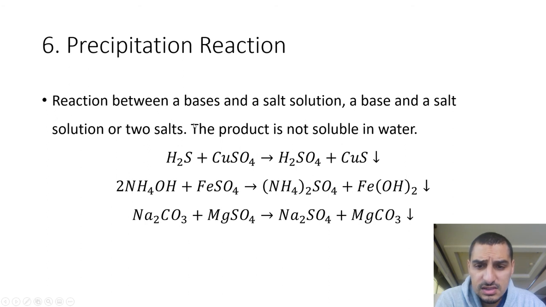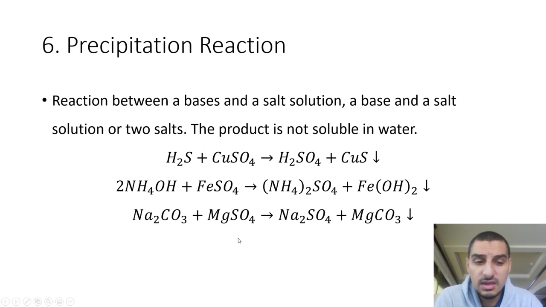So see, for instance, here H2S plus copper sulfate can form sulfuric acid and copper sulfide. Ammonium hydroxide plus iron sulfate will produce ammonium sulfate and iron hydroxide. Sodium carbonate plus magnesium sulfate can produce sodium sulfate and magnesium carbonate. From these reactions, we see that it works for acids, works for bases, and works for salts. So it can be acid with a salt, base with a salt, or salt with a salt.